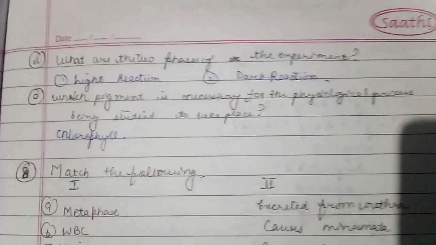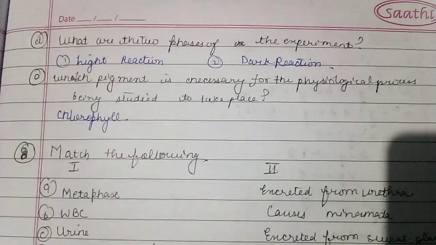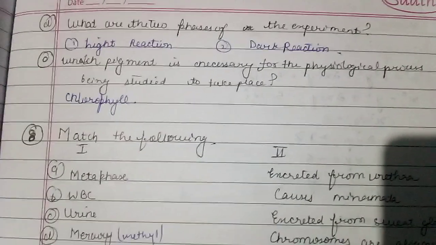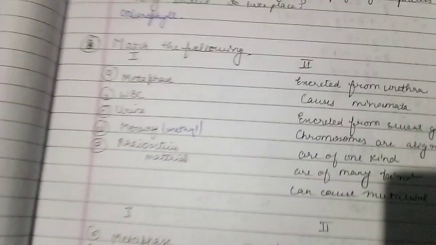Okay, now what are the two phases of photosynthesis? Light reaction and dark reaction. Question number E. Which pigment is necessary for this physiological process which is being studied in this particular experimental setup? The answer is chlorophyll. Okay, very, very simple question.